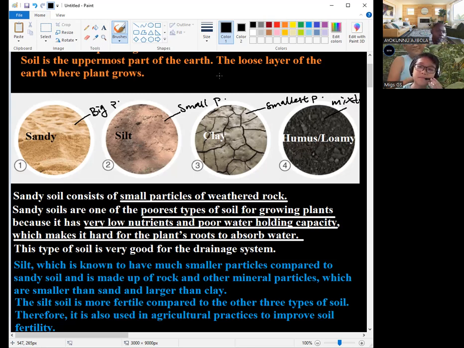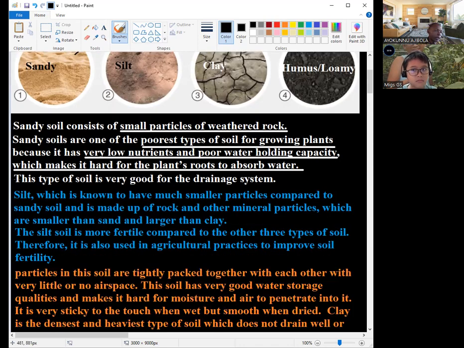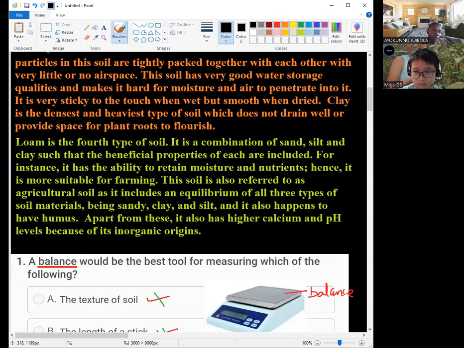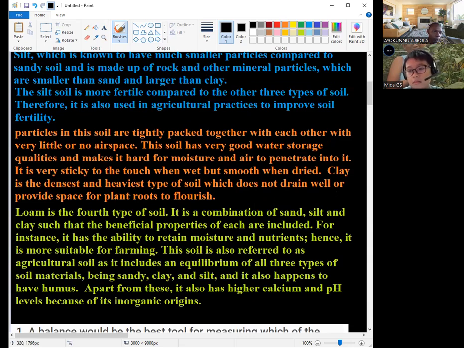Then we also mentioned that sandy soil contains small particles of weathered rocks. It is a porous type. It's not good for growing plants because it has poor nutrients and poor water holding capacity, which makes it hard for plant roots to flourish. This type of soil is good for drainage. Then the silt contains smaller particles and it's good for planting. The loam is also good for planting, while the clay is not good for planting.